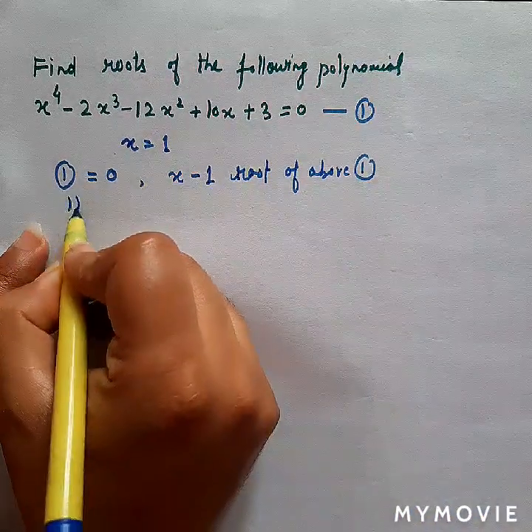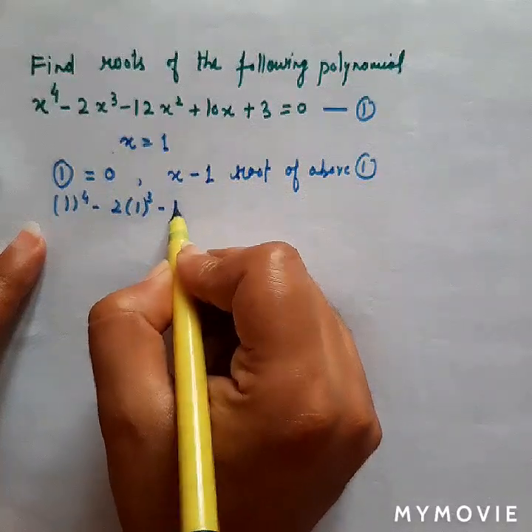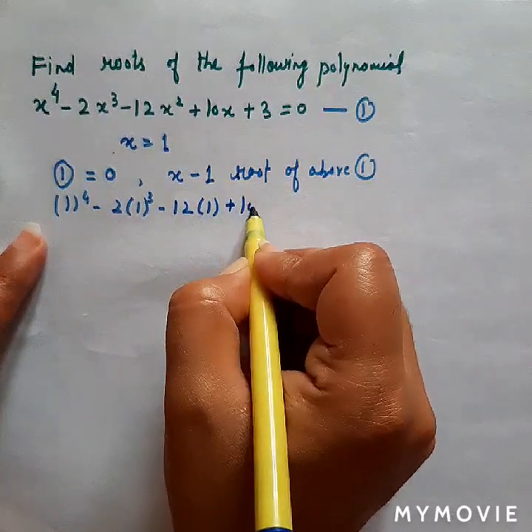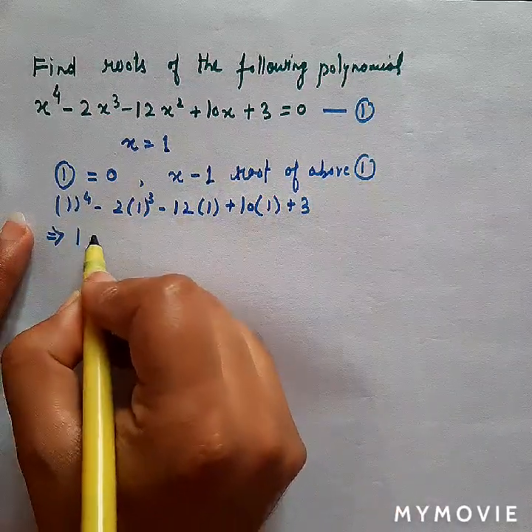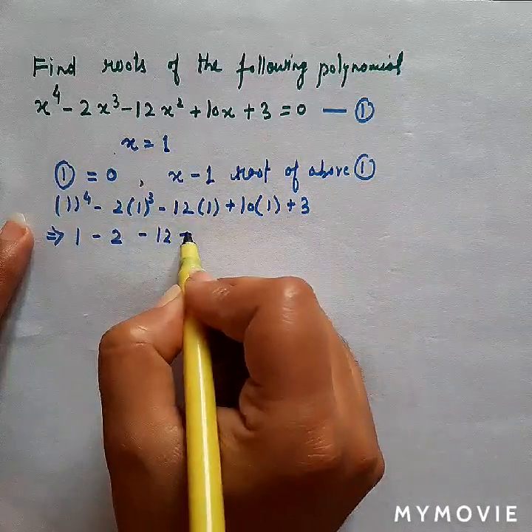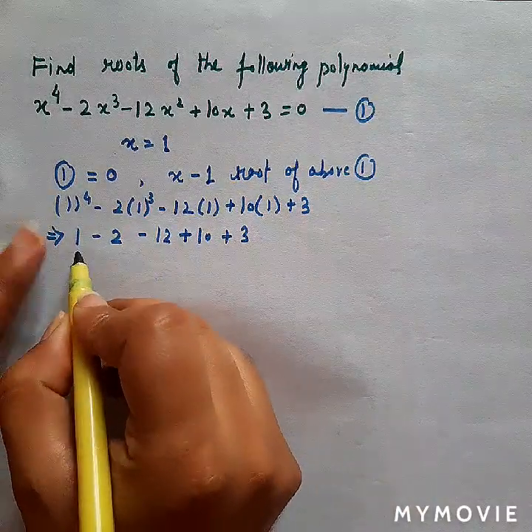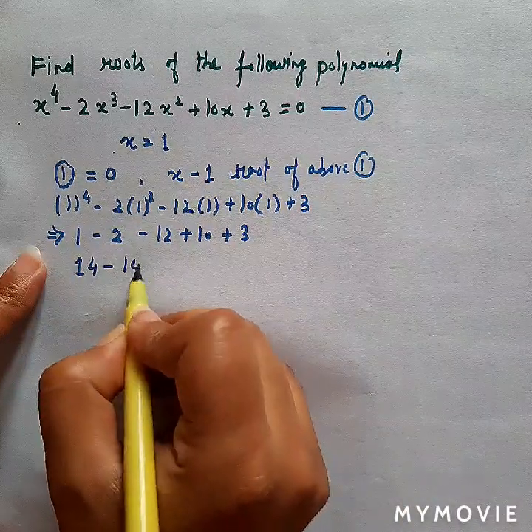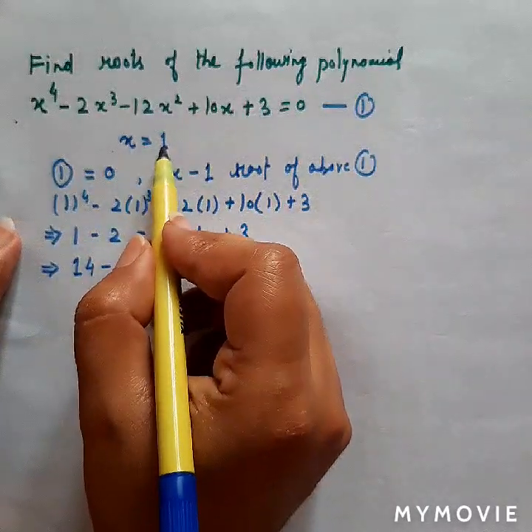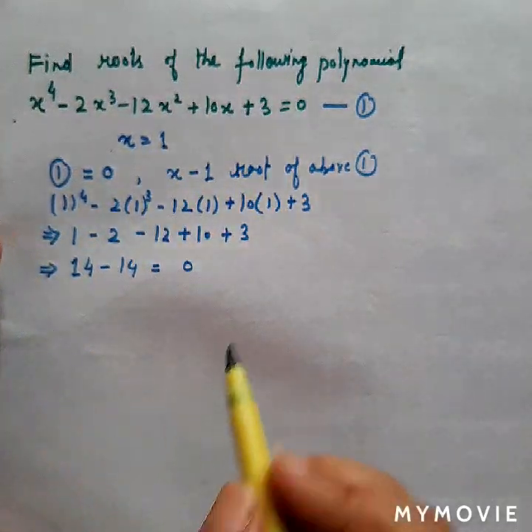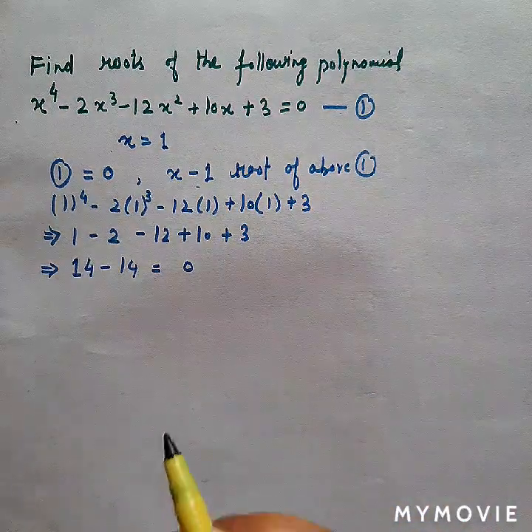We will keep on filling. 1 raised to power 4 minus 2, 1 raised to power 3 minus 12, 1 plus 10, 1 plus 3. Then 1 minus 2 minus 12 plus 10 plus 3. On addition, I'm taking 14. So 14 minus 14 is equal to 0. So when I fill x is equal to 1 in this equation, the equation becomes equal to 0. That means x is equal to 1 is one of the roots of the above equation.